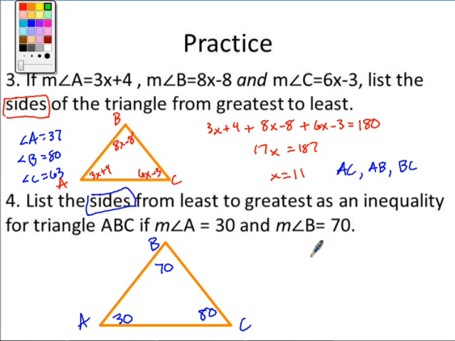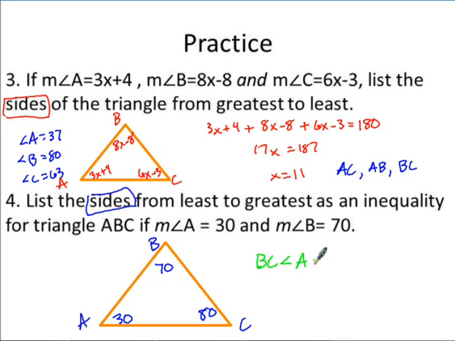So the smallest side is BC. So I'm going to say BC is less than, the medium side is AC, because it's across from the medium angle. And then the largest side would be AB. So this is those sides listed as an inequality.